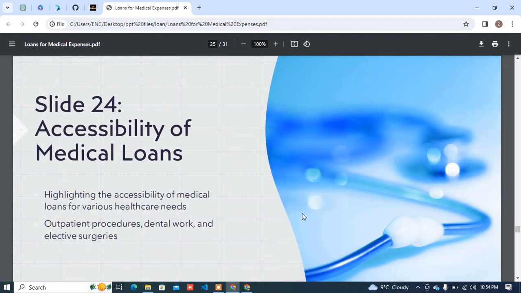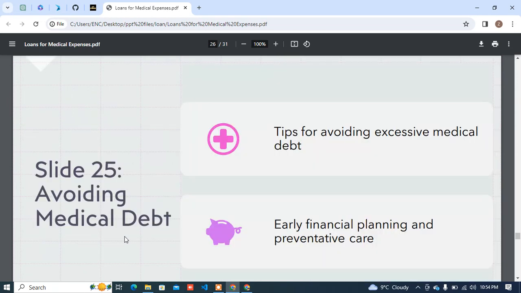Slide 24 is about accessibility of medical loans. Point 1 is highlighting the accessibility of medical loans for various health care needs. Point 2 is outpatient procedures, dental work, and elective surgeries.